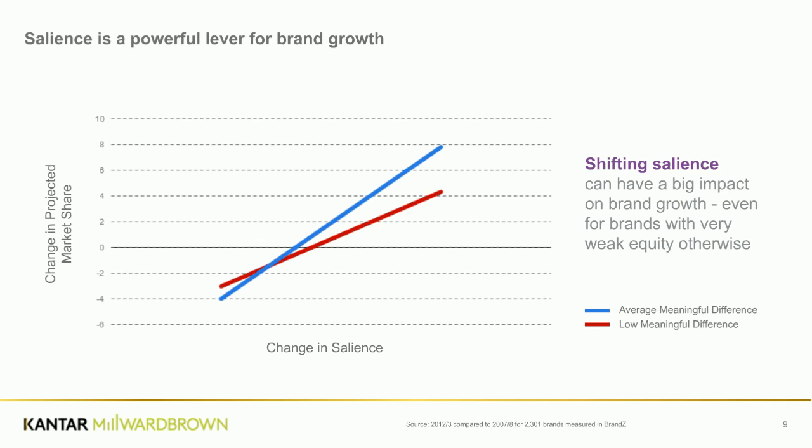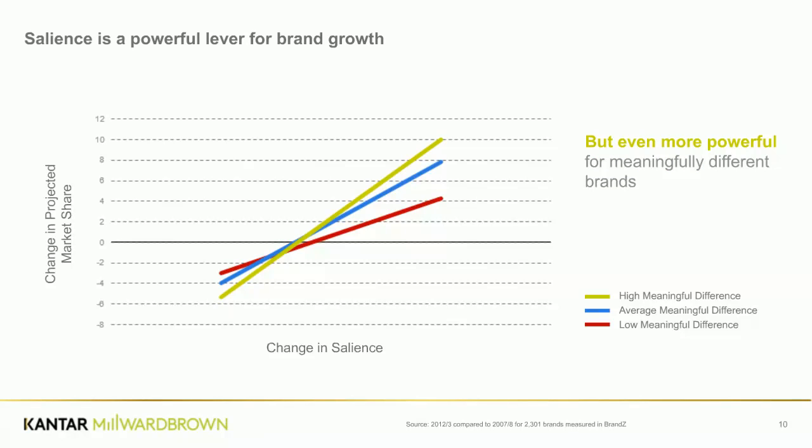And what's really interesting is that this appears to hold true regardless of how much other equity that brand has. So the blue line shows the patterns for average brands, those with scores for meaningful and difference that are in line of what we'd expect for that category. But the red line on this chart shows the scores for brands that have very, very little equity otherwise. So there's not much else making them meaningful or different for brands. And even for those brands, growing salience still has a consistent positive impact on their sales share.